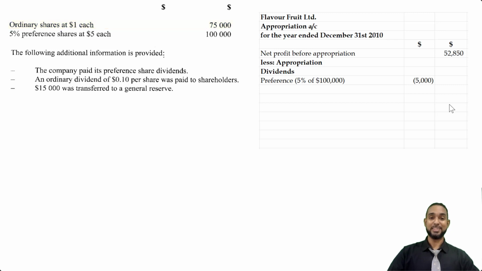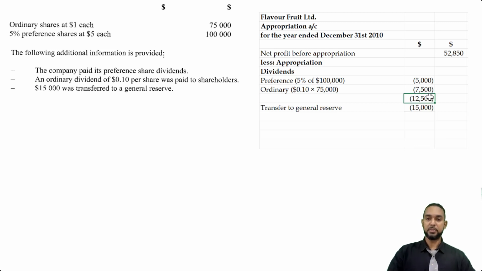And each share is getting 10 cents. So we're going to multiply 75,000 shares by 10 cents a share, or $0.1. That's going to give us a $7,500 ordinary dividend. Now, you could have a subtotal for the dividends, but you don't have to. The last item that goes in the appropriation account, the last appropriation, is the $15,000 transfer to general reserve. And that's simply going to be a figure going there.